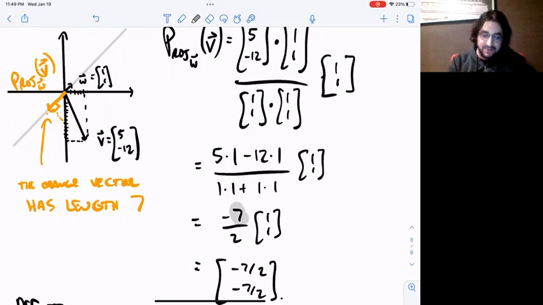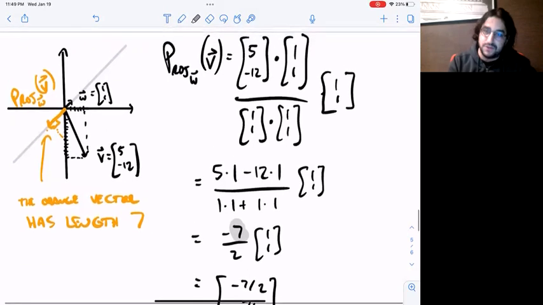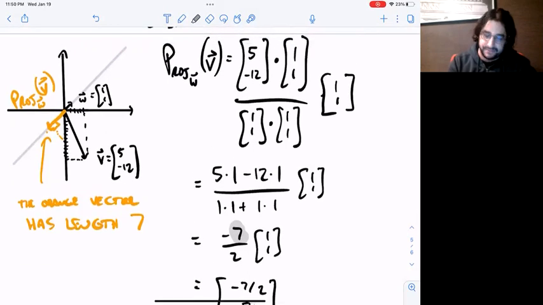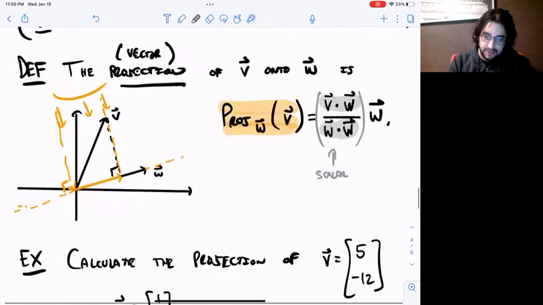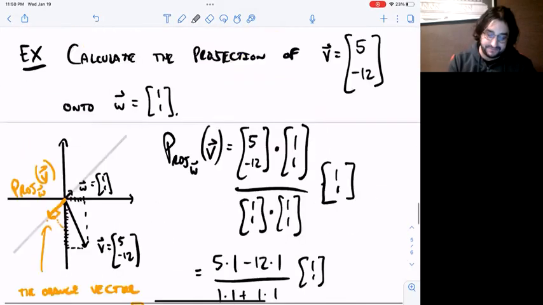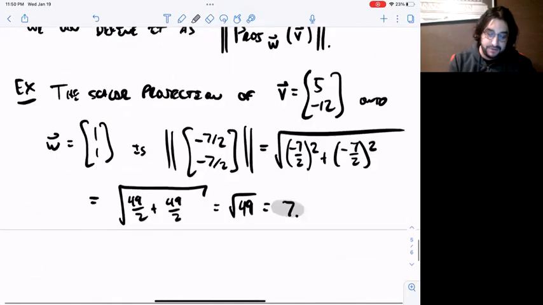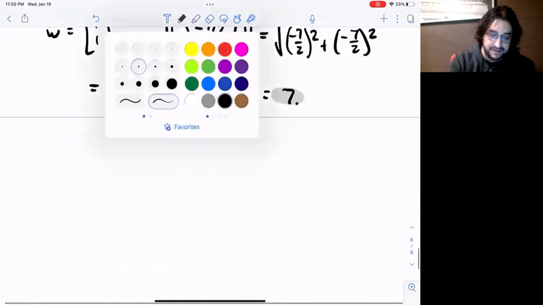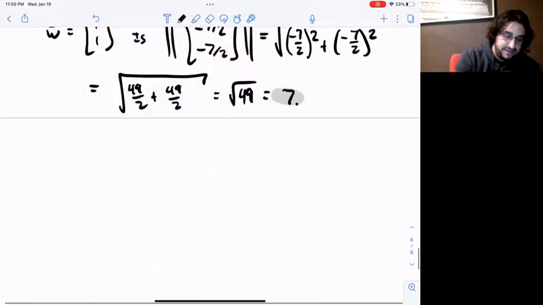That 7 up top, where did that come from? That came from the numerator of the projection formula, right? What's the numerator of the projection formula? It's right here. It's v dot w, right? There's my numerator of my projection formula. So maybe that 7 is not a coincidence. What if we write down what we noticed there, thinking that's not a coincidence? So we'll try to prove it.